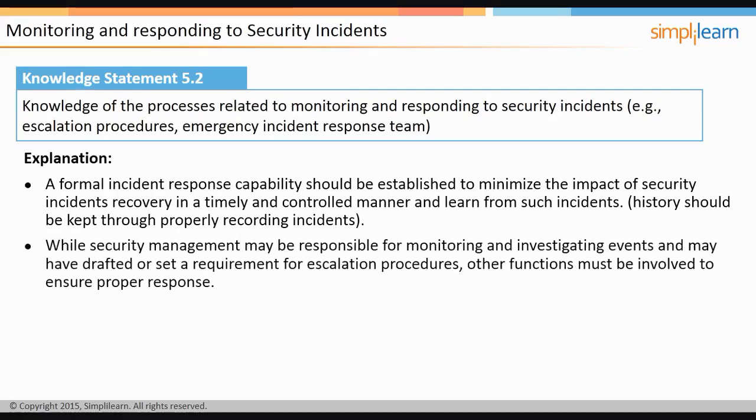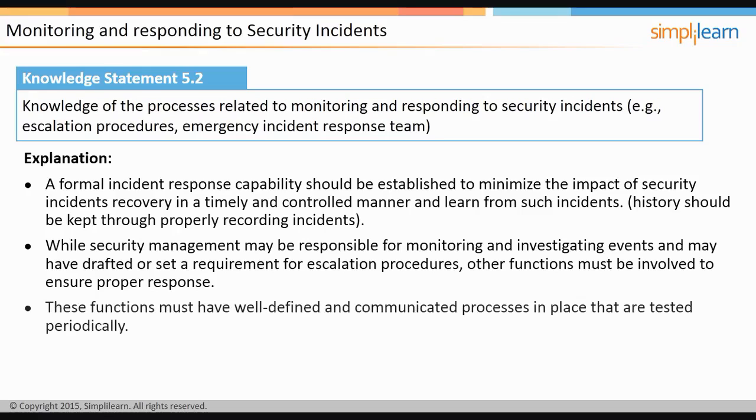While security management may be responsible for monitoring and investigating events and may have drafted or set a requirement for escalation procedures, other functions must be involved to ensure proper response. These functions must have well-defined and communicated processes in place that are tested periodically. The main areas covered here are security, incident handling, and response. In the next screen, we will discuss incident handling and response.